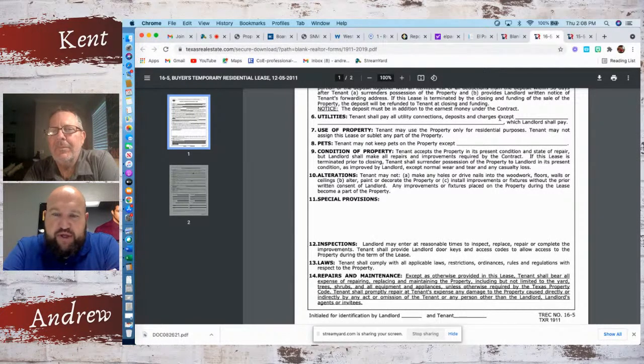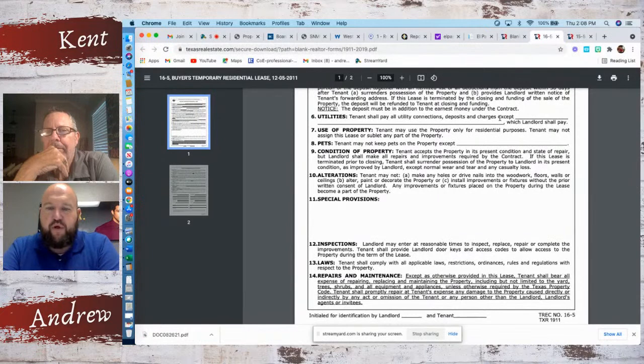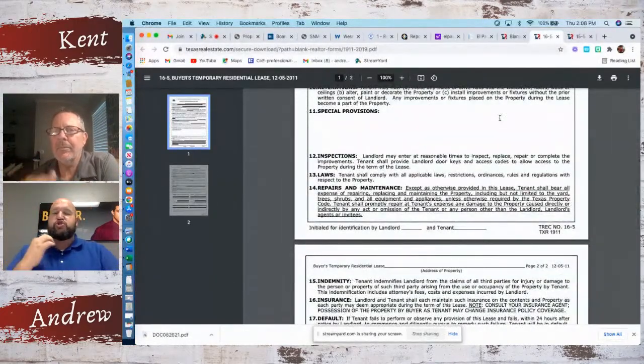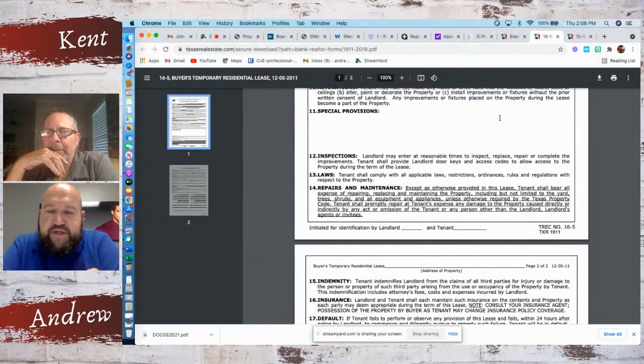Inspections. Landlord may enter at reasonable times to inspect, replace, repair, complete the improvements. Tenant shall provide landlord door keys and access codes to allow access to the property. Tenant shall comply with applicable laws, restrictions, ordinances, rules, regulations with respect to the property. Repairs and maintenance. Again, guys, we've talked about this. If it's underlined, it's extremely important. Yep. Except as otherwise provided in this lease, tenant shall bear all expenses of repairing, replacing, and maintaining the property, including but not limited to the yard, trees, shrubs, equipment, appliances, unless otherwise required by Texas Property Code.